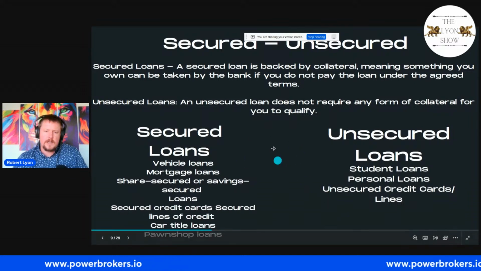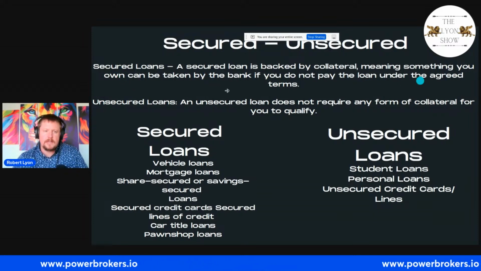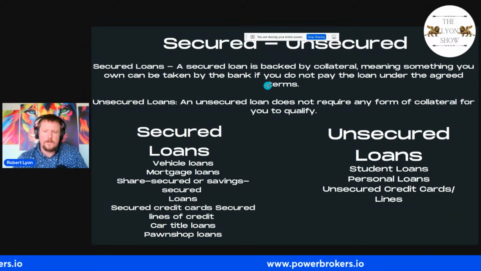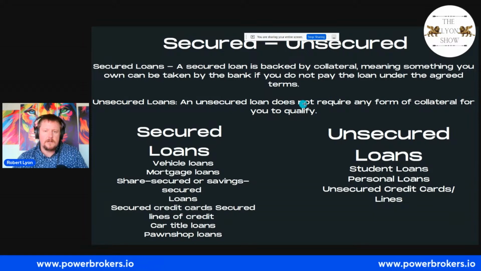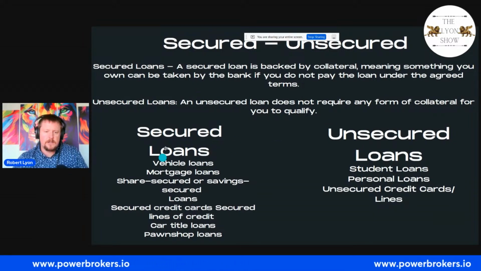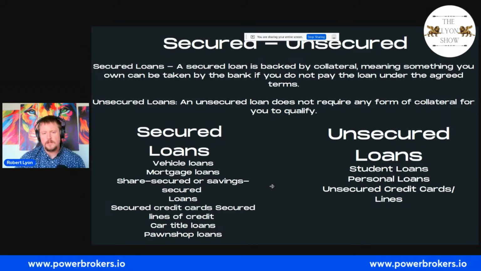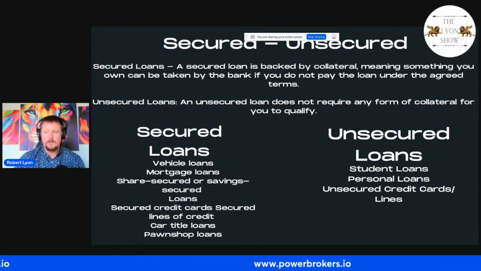So now we're going to go into the different kinds of loans and the different kinds of funding that you can get. Okay, secured versus unsecured. A secured loan is backed by collateral, meaning something you own can be taken by the bank if you don't pay the loan under the agreed terms, right? An unsecured loan does not require any form of collateral for you to qualify, okay? The types of secured loans are going to be vehicle loans, mortgage loans, and secured savings loans, right? So if you get a Navy Federal bank account, you can put a lot of money into their savings, and then you can get a secured loan with your savings account backing the loan, right? So that's what it would be.